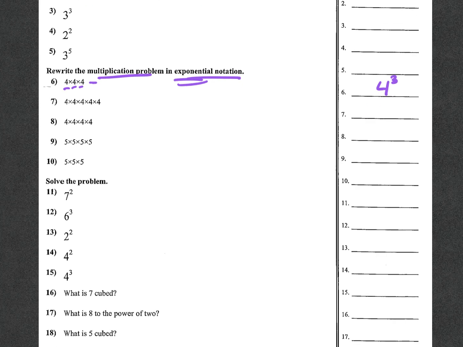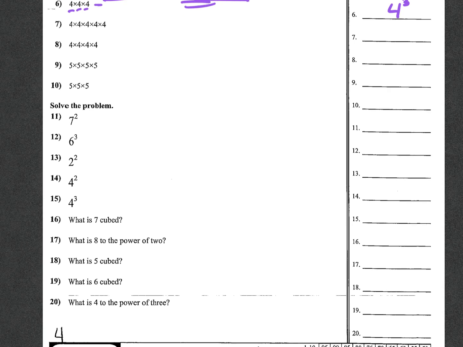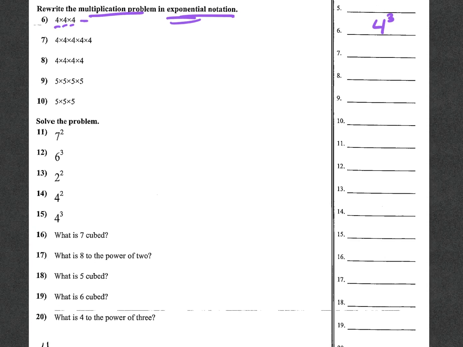Okay, so now these actually do say solve the problem, so they want you to actually go through and plug these into your calculator. So you're going to put 7 squared in your calculator, and then you're going to put your answer here. I think you can do those. You have to know what cubed means, okay? I think you already do. We've talked about this many times.